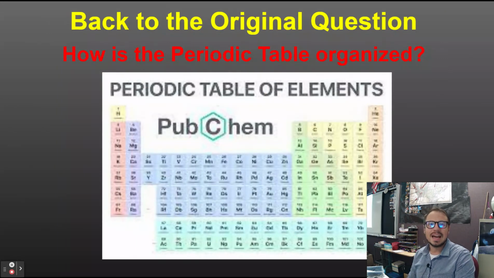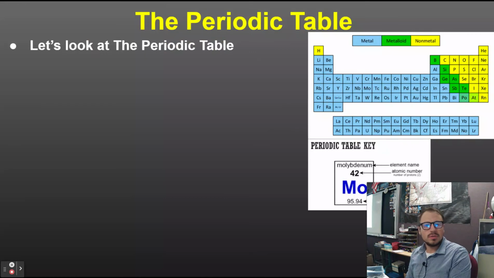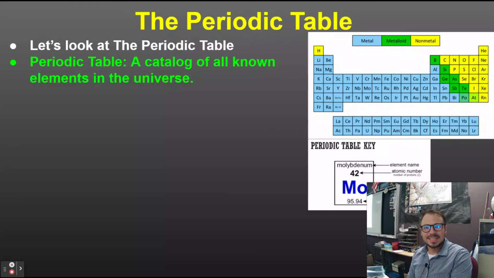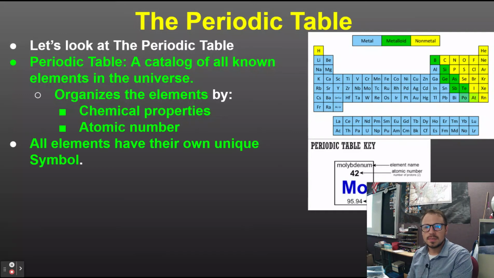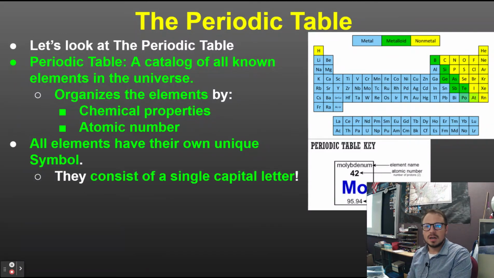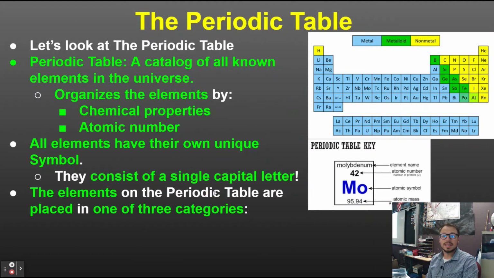So the question is, how is the periodic table organized? If we look at the periodic table, it is a catalog of all known elements in the universe. It organizes the elements by chemical properties and atomic number. All elements have their own unique symbol. They consist of a single capital letter. So you can see that the atomic symbol, this is molybdenum, Mo, but it is only one capital letter.